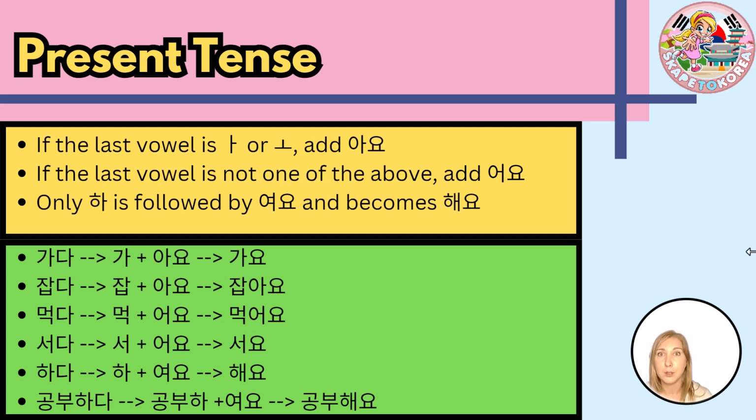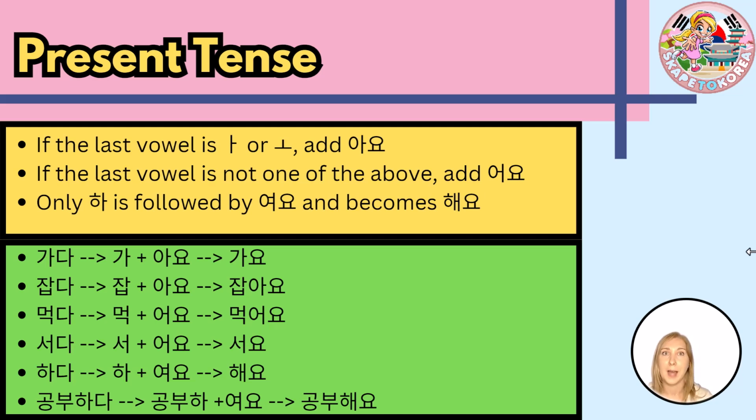So 가다, to go. You've got 가. It ends in ㅏ, so after you drop the 다, the last vowel there is ㅏ, right? So you're adding 아요. So it becomes 가요. But those two combine, because they are the same, so they just combine into one and it becomes 가요. And I will explain the combinations in the next slide, okay? So 가다 becomes 가요.